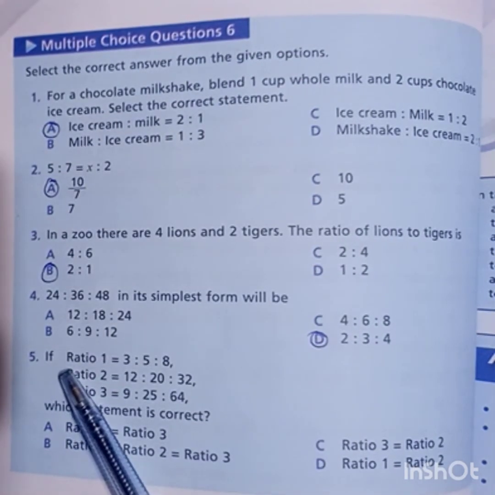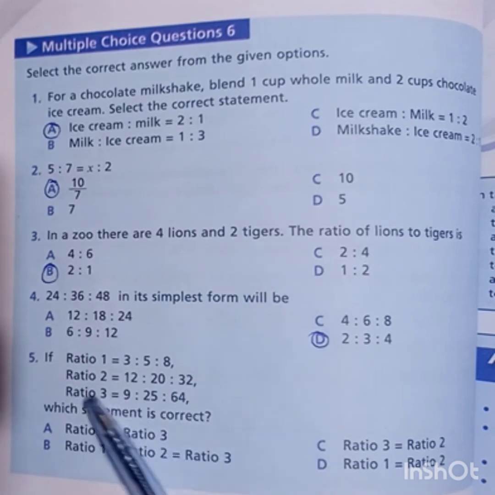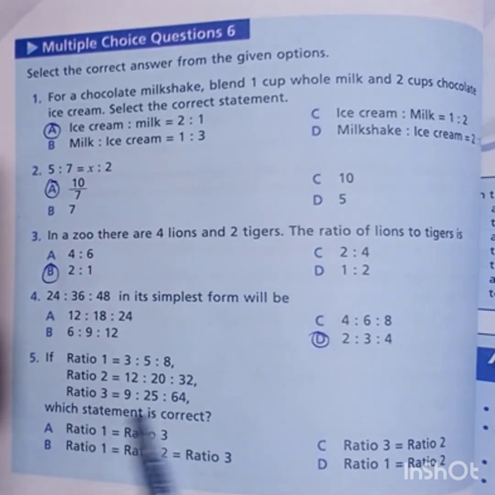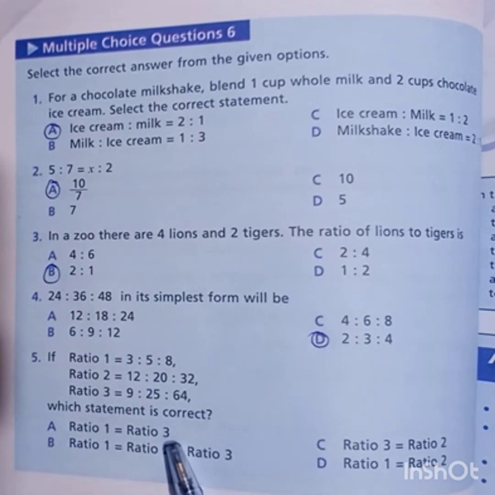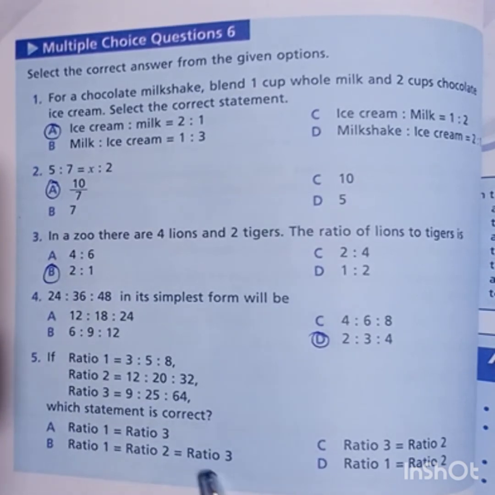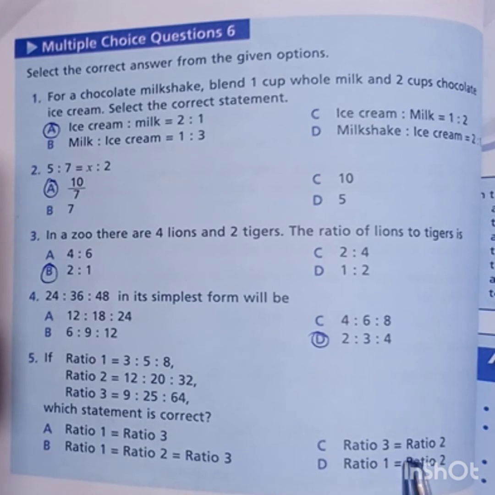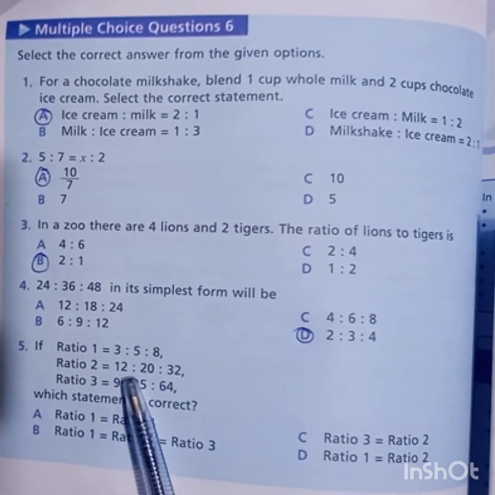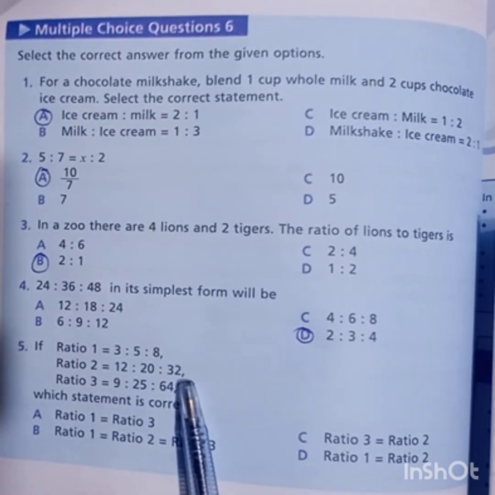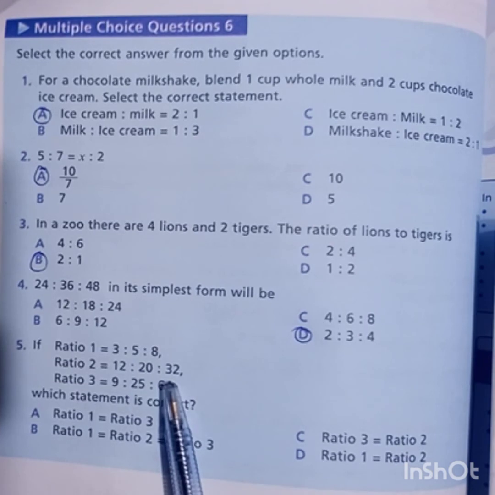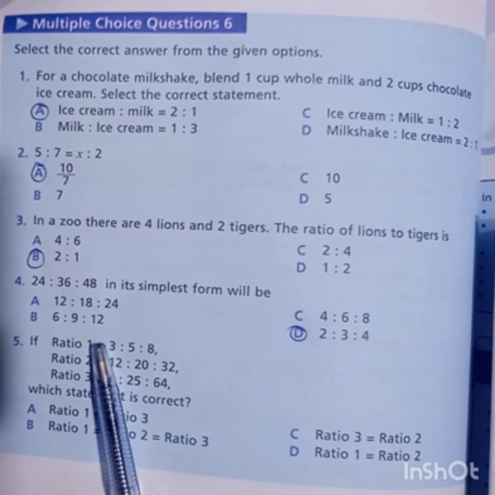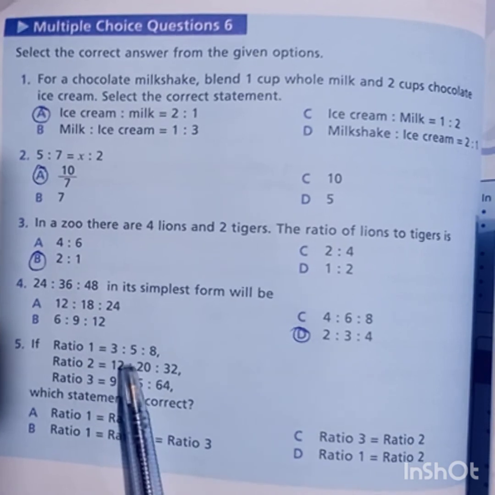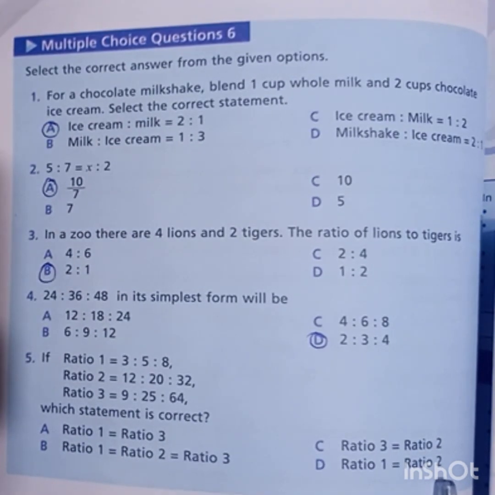Now fifth one is, if ratio 1 is equal to 3 ratio 5 ratio 8, ratio 2 is equal to 12 ratio 20 ratio 32, ratio 3 is equal to 9 ratio 25 ratio 64, which statement is correct? Option A ratio 1 is equal to ratio 3, option B ratio 1 is equal to ratio 2 is equal to ratio 3, option C ratio 3 is equal to ratio 2, option D ratio 1 is equal to ratio 2. So let us see which statement is correct. Students, you can see that if we use the table of 4 and simplify these ratios, 4 3s are 12, 4 5s are 20 and 4 8s are 32, then we can see that both ratio 1 and ratio 2 will be equal. So it means option D is correct, that is ratio 1 is equal to ratio 2.